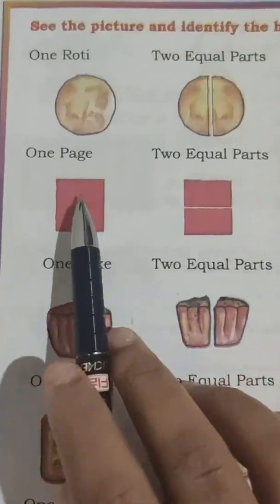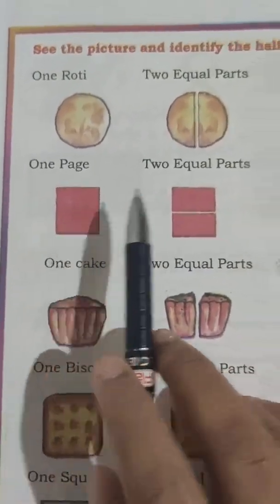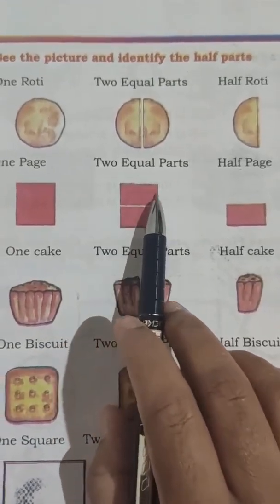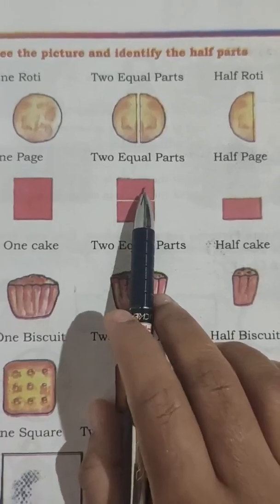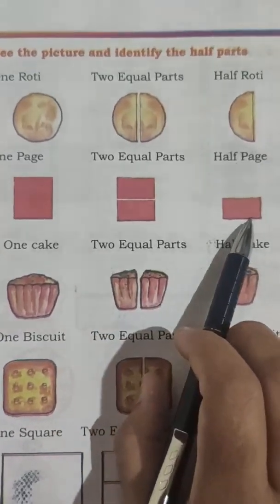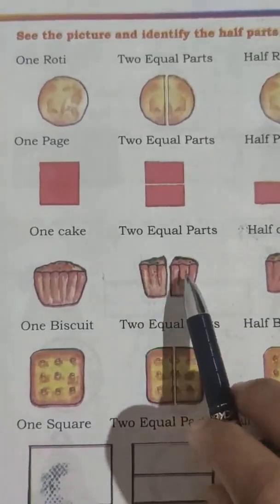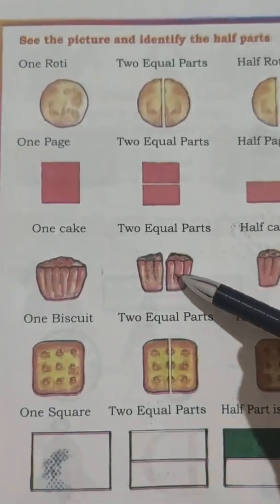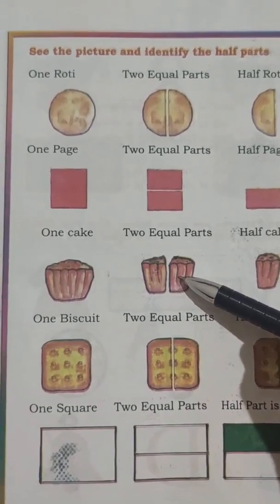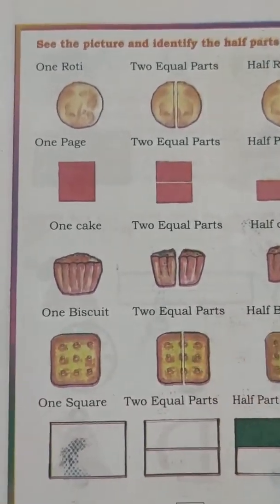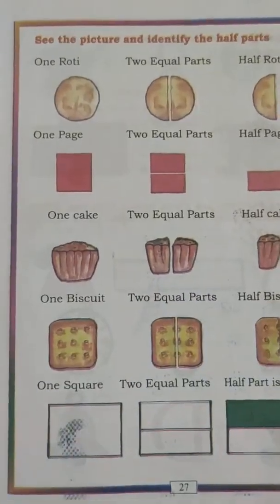In the same way, this is one whole page. If I tear this page into two equal parts, each part will be considered a half page. This is half and this is half. Here you can see, isn't it? In the same way, this is one cake. If I cut this cake into two equal parts, each part will be considered a half cake, isn't it? In the same way, the biscuit also. Yes or no? So this is the half.